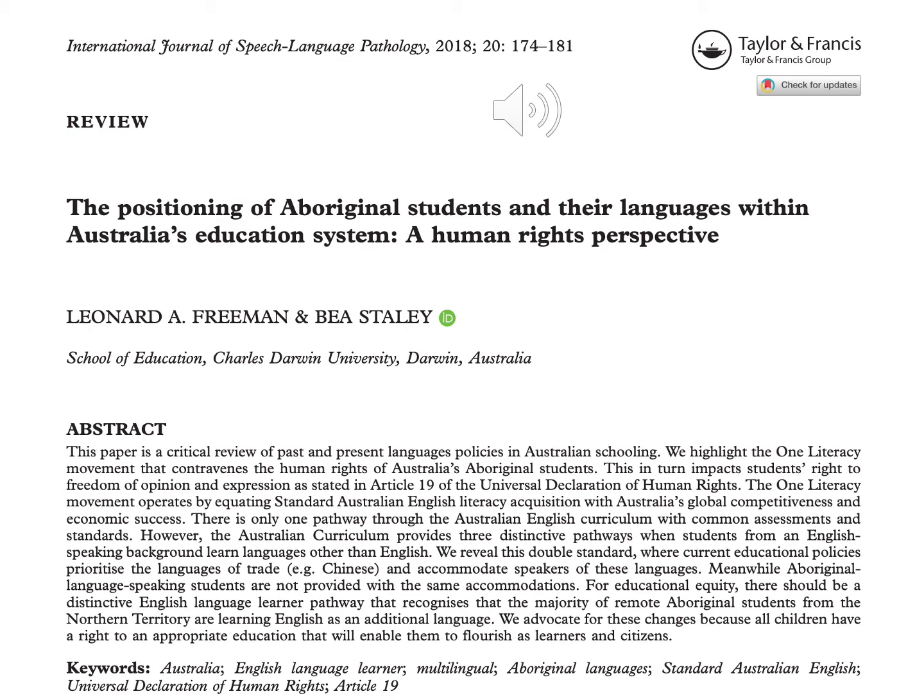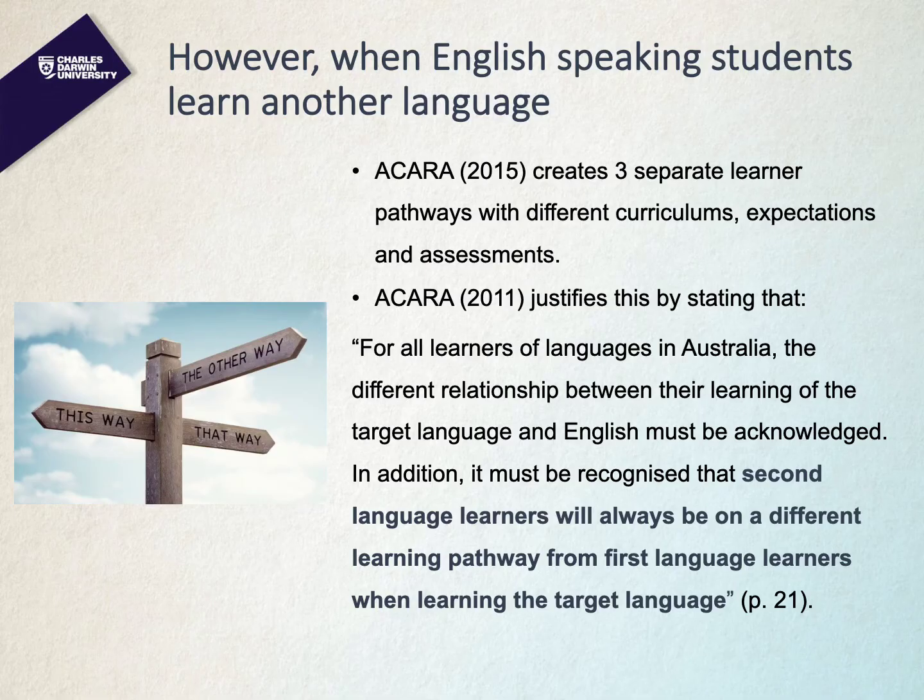Multilingualism is actually a priority for the Australian government in the languages of trade. For languages such as Mandarin, French, Japanese, Indonesian, there are 3 pathways. A first language pathway for students who speak the language as a mother tongue, a heritage language pathway for students who grew up in a home where the language was spoken, and a second language pathway. ACARA justifies the pathways by stating, for all learners of languages in Australia, the different relationship between their learning of the target language and English must be acknowledged.